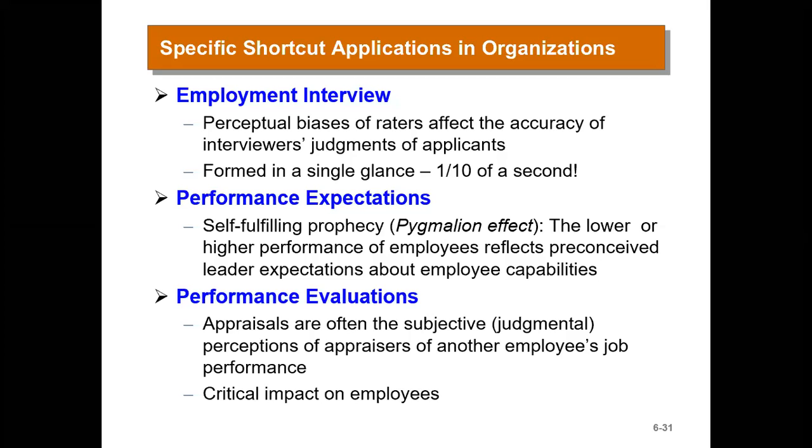Second, when it comes to performance expectations, we have something called the Pygmalion effect. It's called the self-fulfilling prophecy. The lower or higher performance of employees reflects preconceived leader expectations about employee capabilities. Right? So I thought of you that you will do like this, but you haven't done like this. So very often you fall short of the expectations of your superiors and leaders because there is a Pygmalion effect. Right? So it's the perception of the leader. I thought you are like this. I thought you would be capable of doing it.